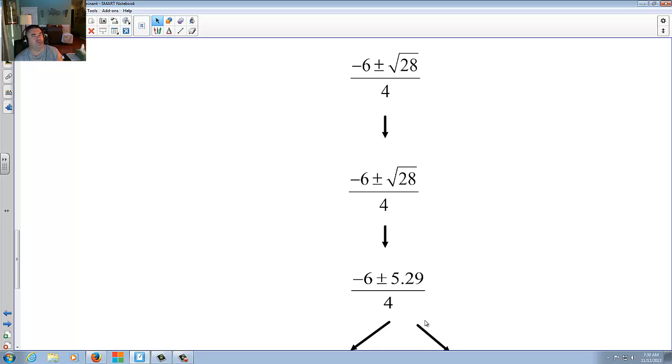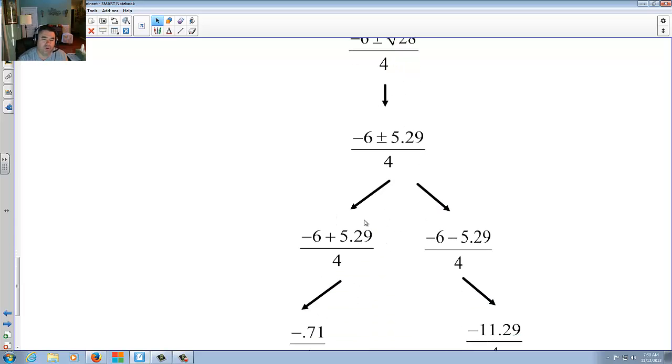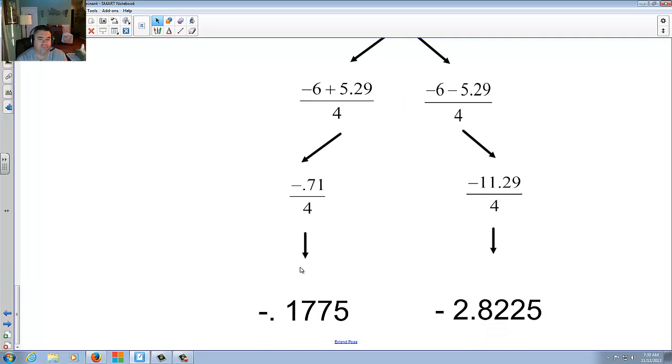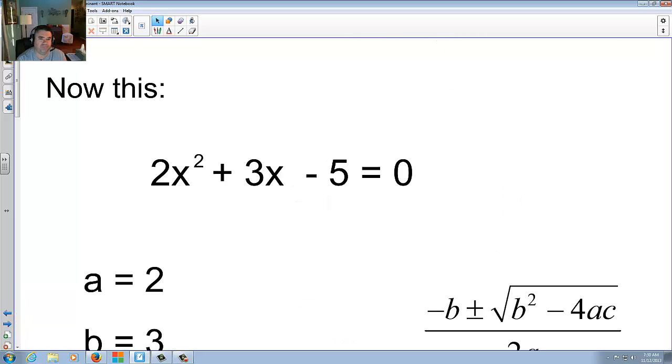Now here's where we have two options. You have negative 6 plus 5.29, all divided by 4, and negative 6 minus 5.29 divided by 4. So run both options, and you'll find the two different answers, still being divided by 4. It's either negative 0.1775 or negative 2.8225. You'll get it. It's going to take a little practice.